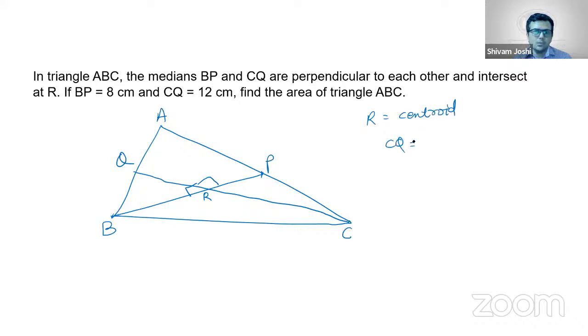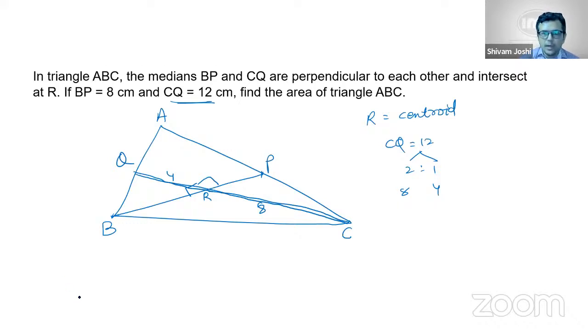If I know that CQ is 12, the centroid divides the median in the ratio of 2:1 from the vertex, right? So 12 you can divide in the ratio of 2:1, that is 8 and 4, right? So the part from the vertex, that is CR, this length is going to be 8, and this RQ is going to be 4. So this is the breakup of your CQ. It is going to be 8 and 4, right?